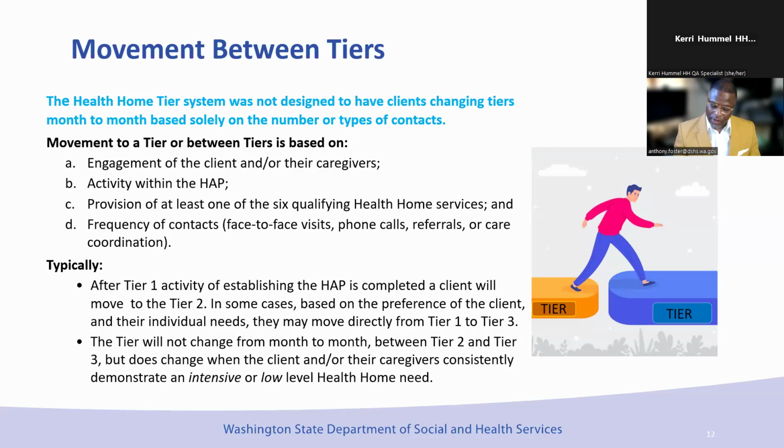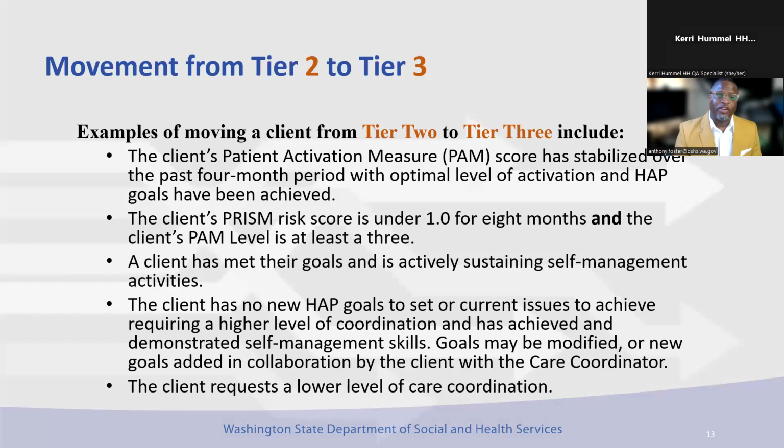Okay. And I kind of gave you an example of moving from tier 2 to tier 3. So then here's just some examples, right? The client's patient activation measure has stabilized over the past 4-month period with an optimal level of activation. HAP goals have been achieved. The client's risk score is under 1 for 8 months, and the client's PAM level is at least at a 3. Again, these are best practices. These are earmarks. There is absolutely no, well, this is what you want to look at, but these are just some things that you can look at to help make those determinations.